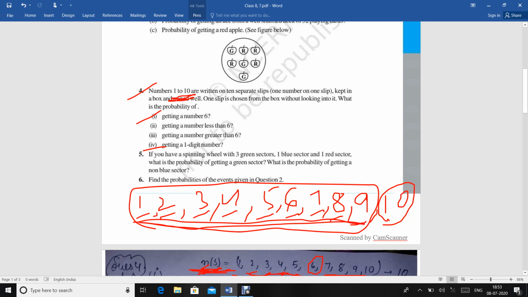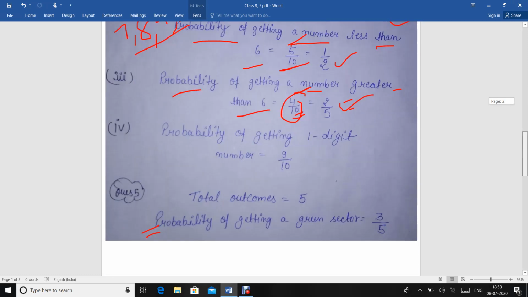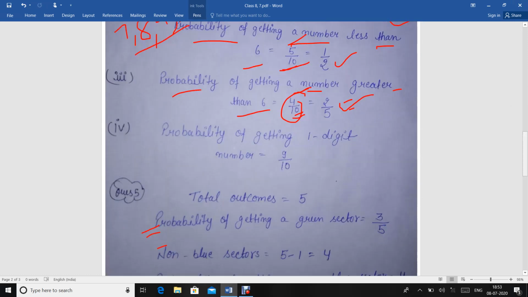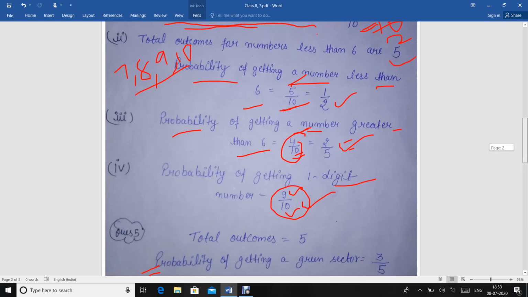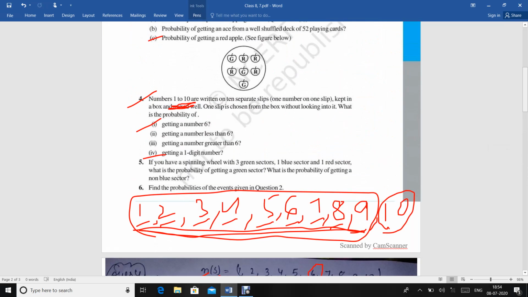So the number of events is 9, and as you know, total outcomes are 10. So the probability of getting a one digit number is equal to number of events upon total outcomes, that is 9 upon 10. So the probability of getting a one digit number is 9 upon 10. I hope all of you understand this question. If you have any problem in this question, then you can ask. Let us move towards the next question.